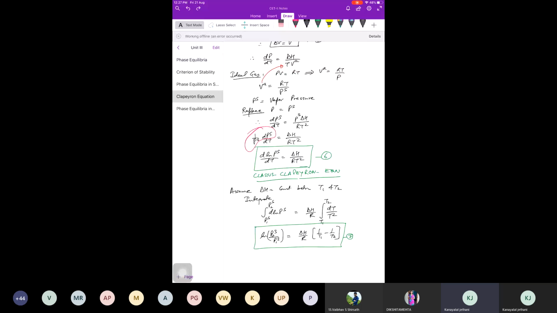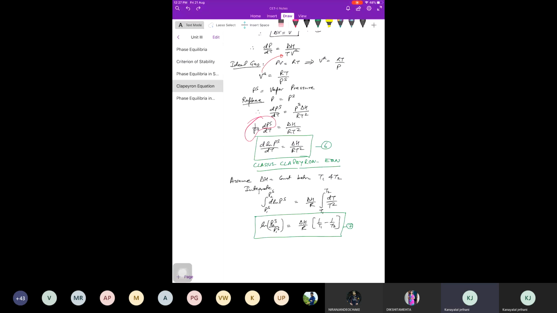Sir, delta H is constant with respect to what? Generally constant. If the temperature is not very different, it's generally constant. It depends more on pressure, and depends less on temperature. Okay. Any other questions on equation 7?